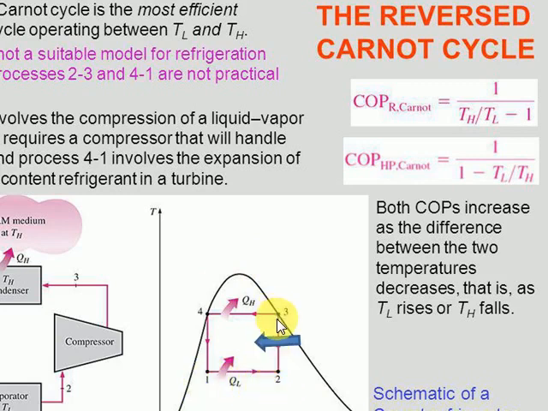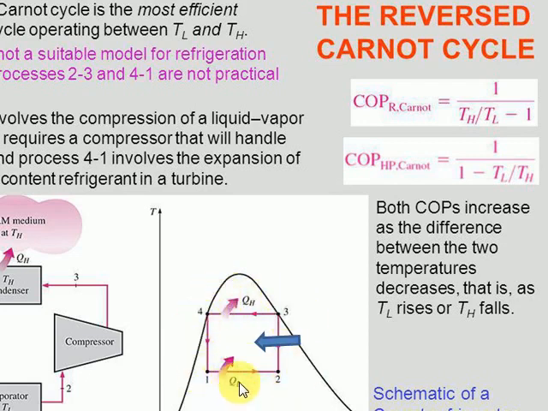So state 3 is dry vapor only, and state 4 is dry saturated liquid only, and state 1 is liquid plus vapor, state 2 is also liquid plus vapor, and this is again compressed from state 2 to state 3. So this is called a reversed Carnot cycle, in which vapor is used as a refrigerant.